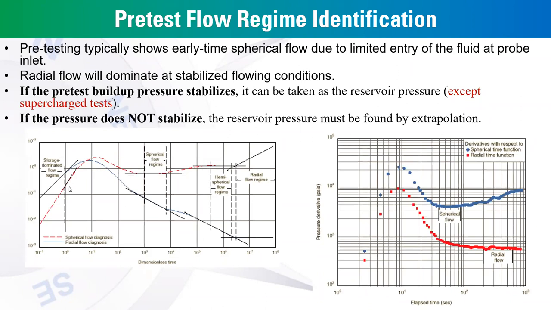And this is the pressure and derivative. For the early time spherical flow, as you can see, we have a negative half slope straight line in the pressure derivative, which is a signature for spherical flow, due to the limited entry of fluid at the probe inlet. And then we may have a hemispherical flow, which is also a negative half slope straight line. But for stabilized flowing conditions for the pressure point, you will find a clear radial flow identified using this horizontal derivative, a zero slope line.